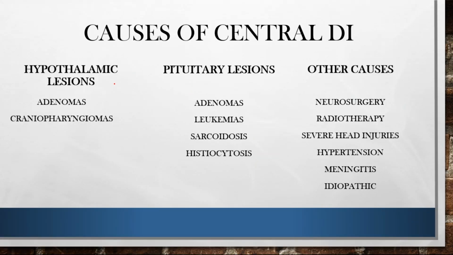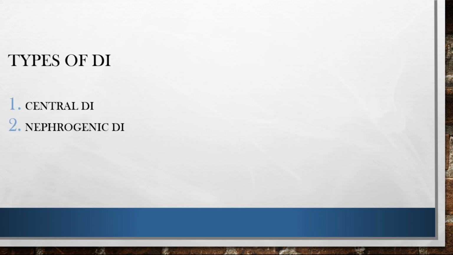These are all the causes of central diabetes insipidus: hypothalamic lesions such as adenomas and craniopharyngiomas, pituitary lesions such as adenomas, leukemias, sarcoidosis, histiocytosis, or other causes such as neurosurgery, radiotherapy, severe head injuries, hypertension, meningitis, and unknown cause, that is idiopathic.